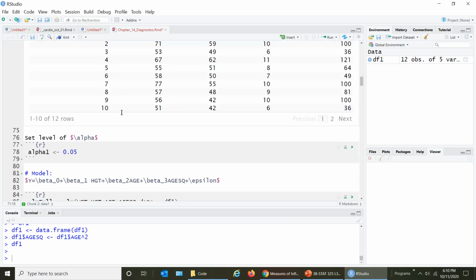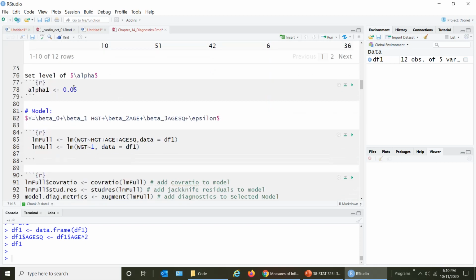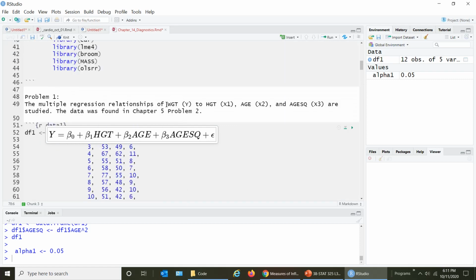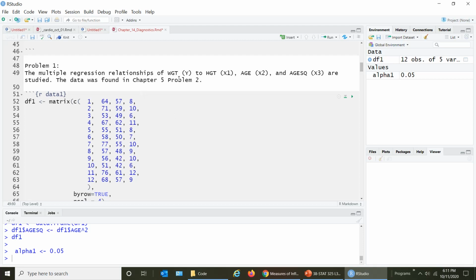All right, so we're going to set our alpha, our significance level, to 0.05. Please notice that I did not just use the word alpha, as it may be a keyword in some package somewhere, so I've used alpha1. This is always a good practice, not to use something that could be a keyword. We're using this data set that we've seen before with the weight, height, age, and age squared of malnourished children. All right, and this was chapter 5, problem 2.